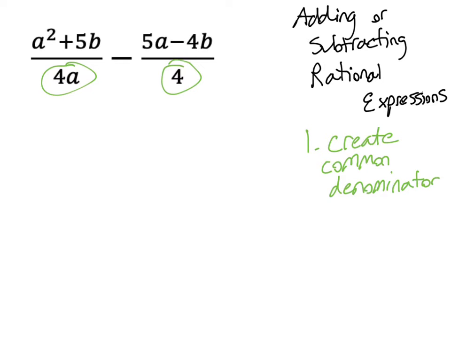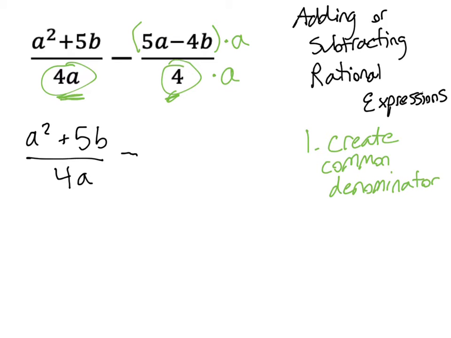So we have 4a in the denominator on the left, which means we want to make this denominator on the right look like 4a. Well, the missing factor is a. If I multiply 4 times a, then that will turn into 4a. And that means I also need to multiply the numerator of this fraction times a. So we're keeping the fraction on the left the same because that already has the denominator that we want.